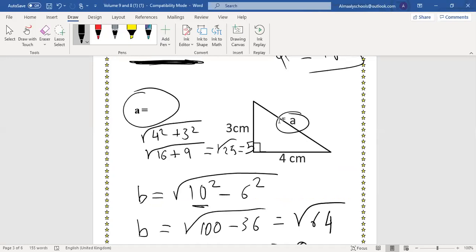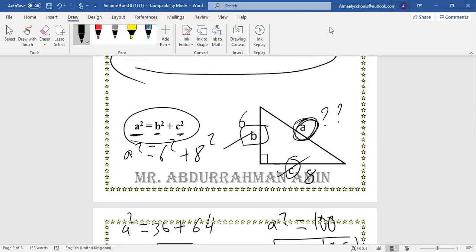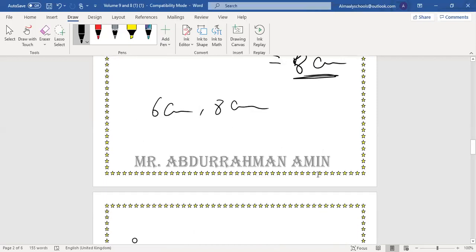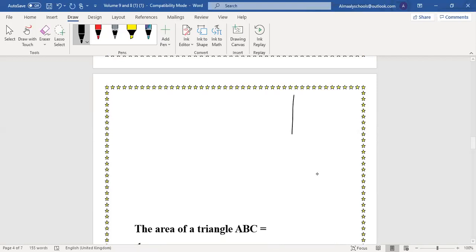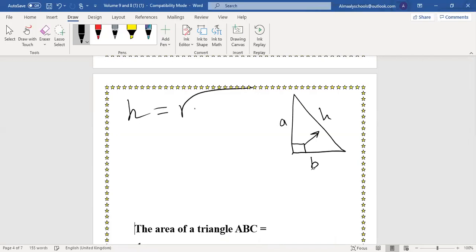The right angle triangle has 3 sides. The side which is opposite to the right angle is named the hypotenuse, H. And we have 2 sides of the right angle. Let's name them A and B. If you want to find the length of H, it will be the square root of A power 2 plus B power 2.